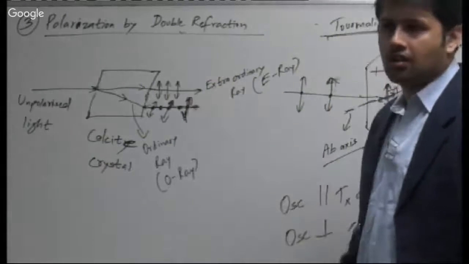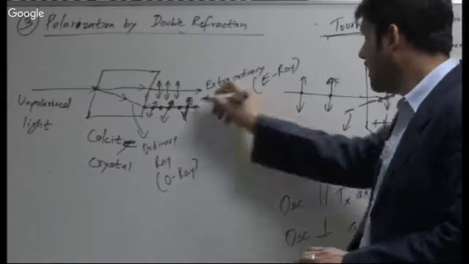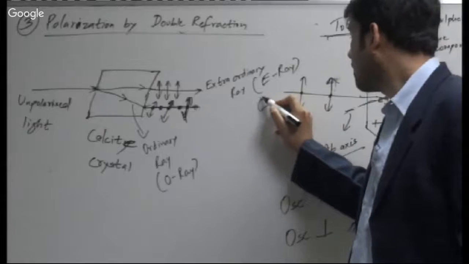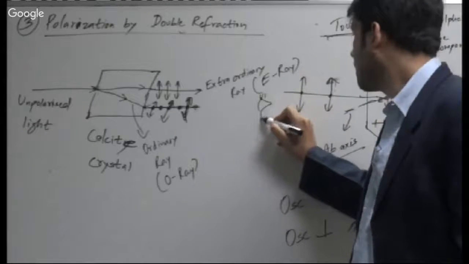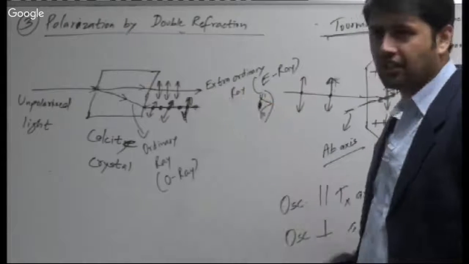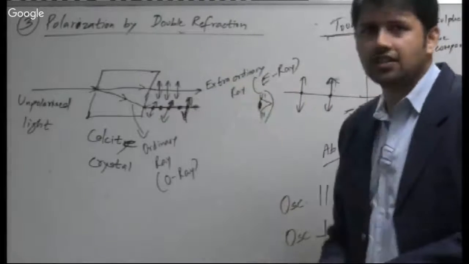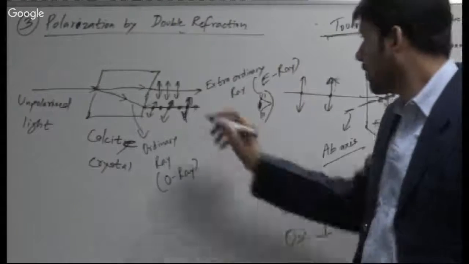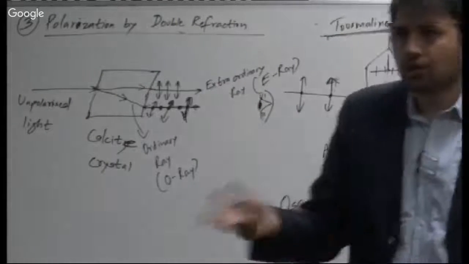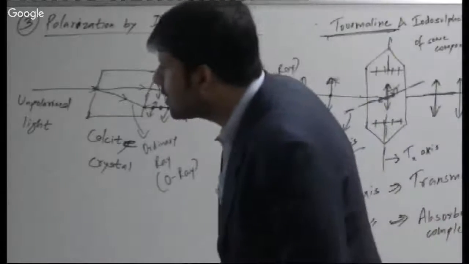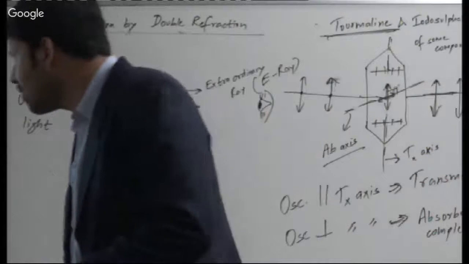Okay. Now, if you see the object, if the human eye is here and we see both the rays, we will see actually two objects. Corresponding to both the rays, we will see two images. What happens if we increase the thickness of the crystal, will it affect the plane of polarization? No, I don't think so.